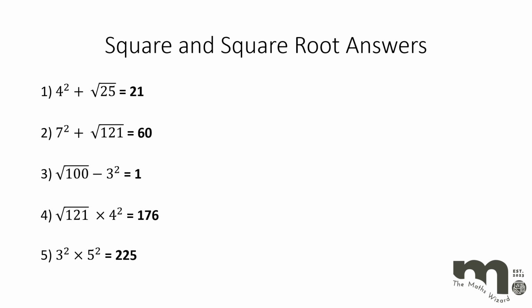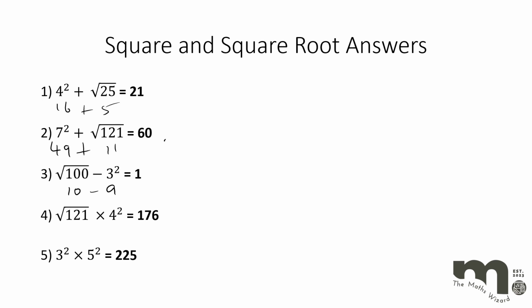On this one, we've got 4 squared, which is 16. The square root of 25 is 5. Add those together, you get 21. This one, we've got 7 squared, which is 49. The square root of 121 is 11. That's going to give you 60, as you can see there. The square root of 100 is 10, and 3 squared is 9. Subtract those. Remember your rules of BIDMAS here. Subtract those and you'll get 1.